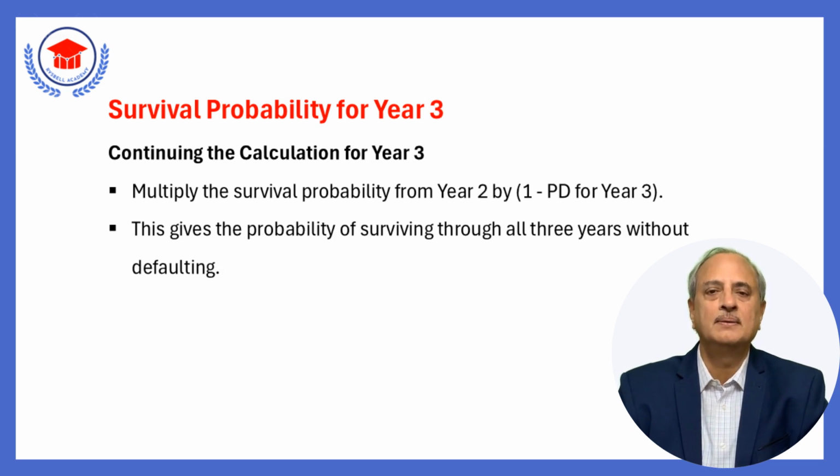Section 4. Survival probability for year 3. In the third year, we follow a similar process. We take the survival probability from year 2 and multiply it by 1 minus the probability of default for year 3. This calculation provides the overall probability of the borrower surviving all 3 years without default.